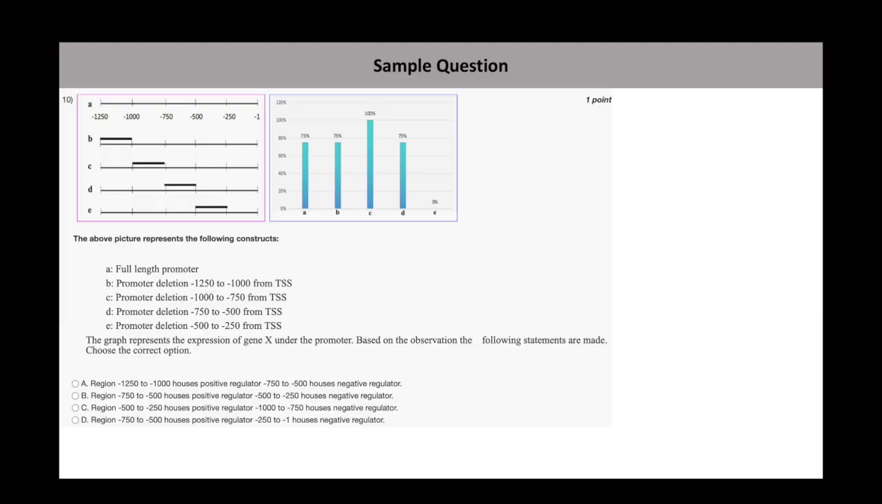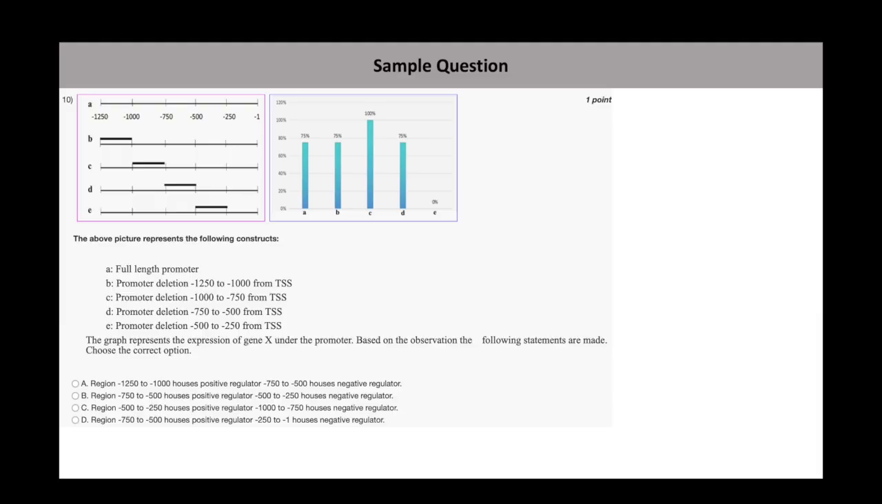Now, for the first possibility, that there is a change in expression, there can be two things. It can either increase or it can decrease. If the expression increases due to removal, that means that fragment is acting as a repressor. But on the other hand, if the gene expression decreases due to removal of that particular fragment, then that fragment is acting as an activator.